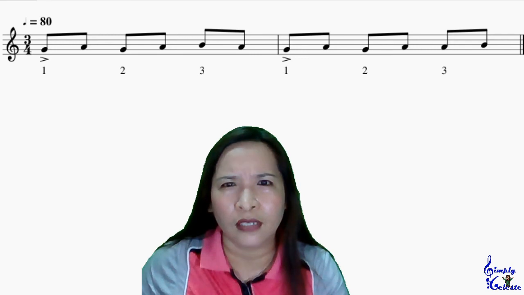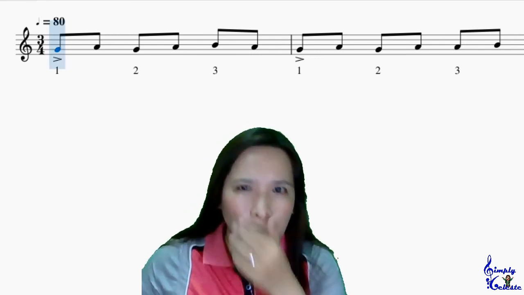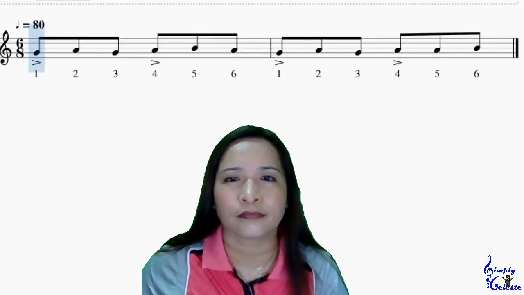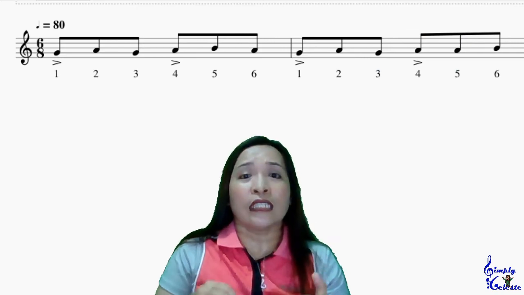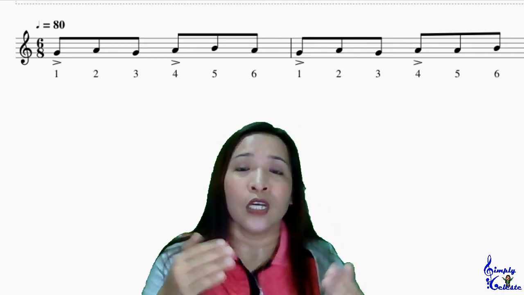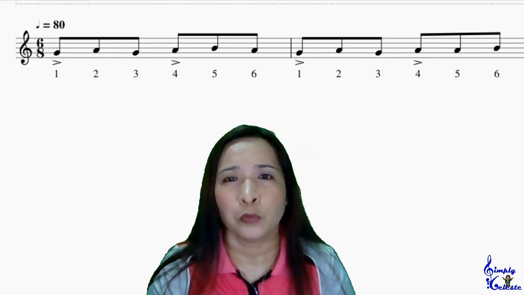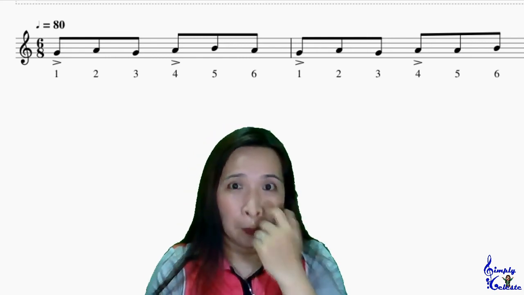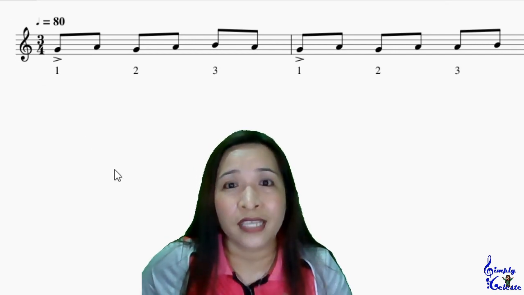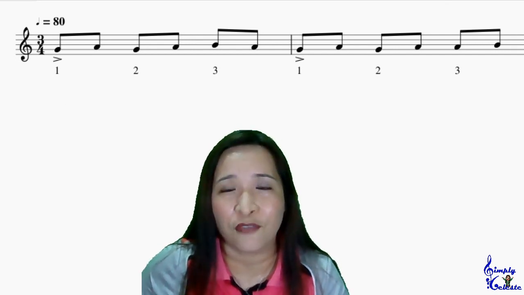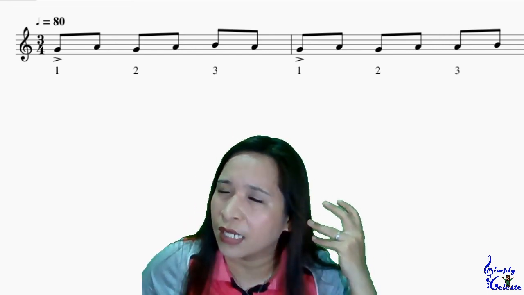So, let's have first the 3/4. That's for the 3/4. For the 6/8, if you can hear and see, you can tell that the 6/8 is a bit faster. But if you listen to the tune, they are the same. To give you more emphasis on the difference, I will play the 3/4 first with a metronome so that you can identify just by hearing it the difference.